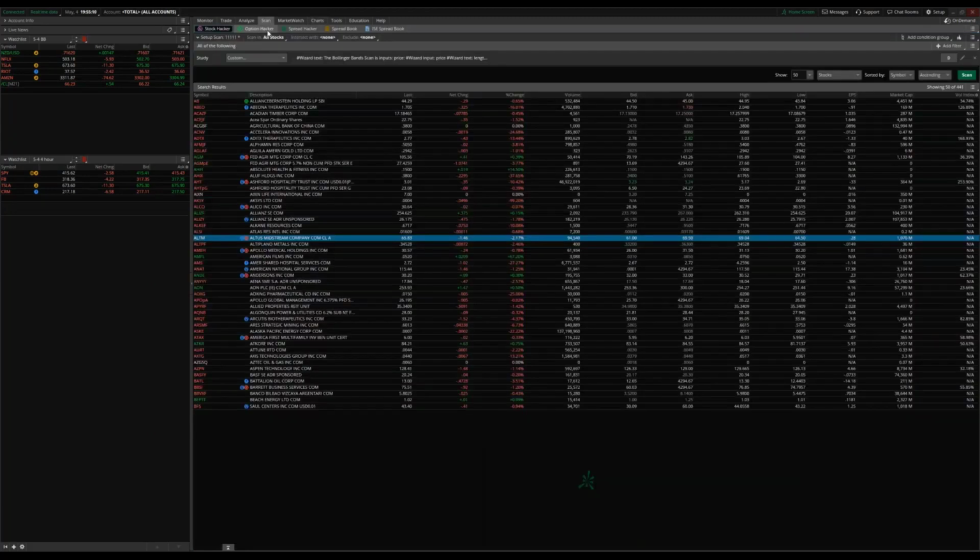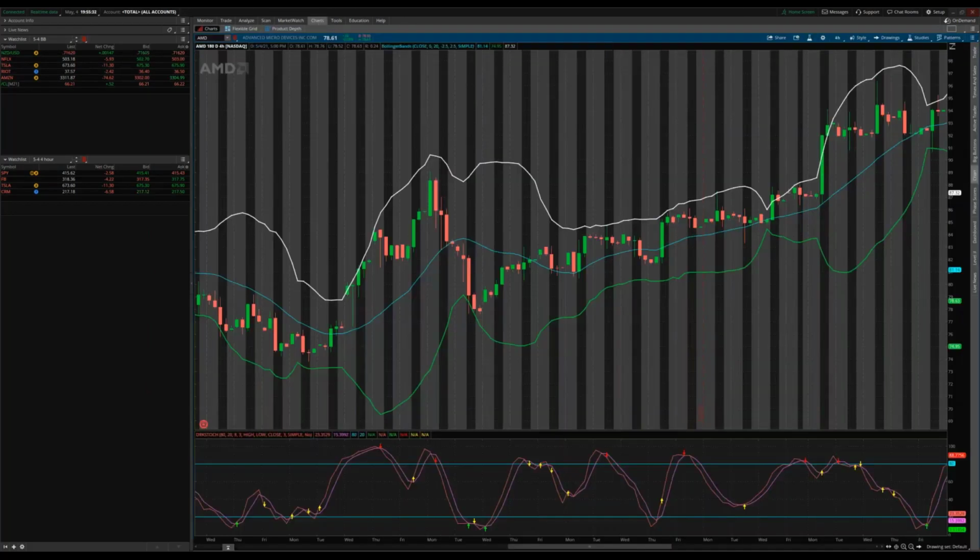What you can do with a scan too, so let's say you do it in all stocks for today. The cool thing about Thinkorswim, you can save the query right here. You could call it like May 4th scan, okay, whatever you want to call it. Then you can bring it up over here. So then you can go back and look at past dates as well. Okay, it's a pretty cool feature.